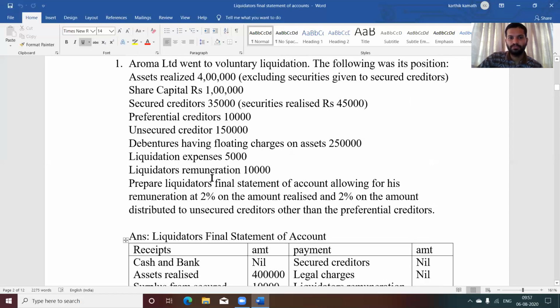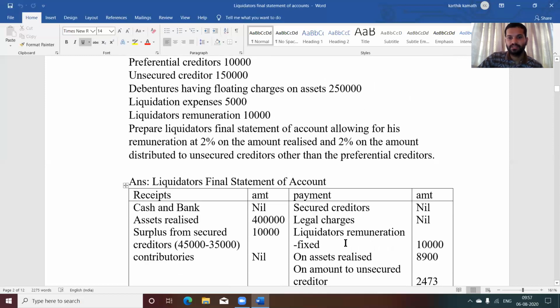Here there are two types of adjustment. First, a fixed remuneration is given in this problem, that is 10,000. So directly you enter 10,000 as the liquidator's remuneration, fixed 10,000. Then 2% remuneration on the assets realized. So 2% on assets realized.